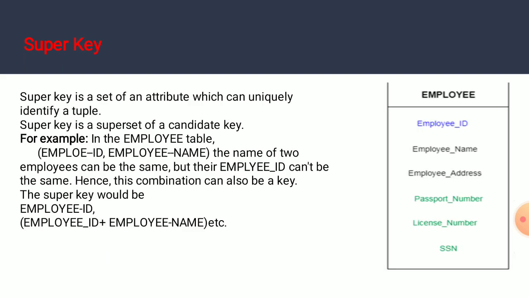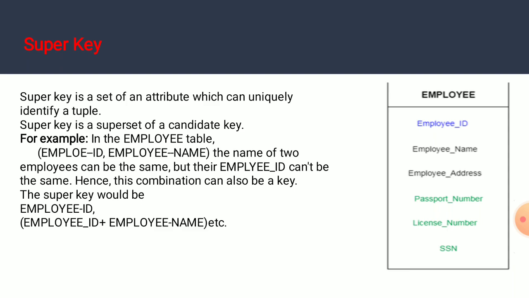So firstly we start with the super key. If we want to uniquely identify any record in the relation, then we use some attribute or set of attributes or combination of attributes by which we can differentiate one record from another. So super key is a set of attributes which can uniquely identify a tuple. Super key is a superset of candidate key.